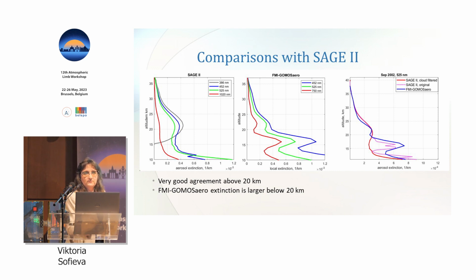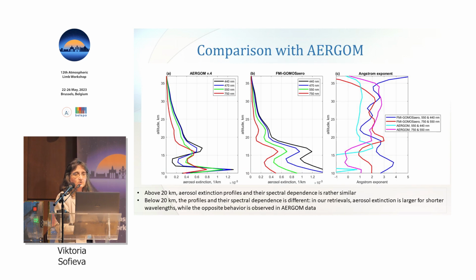We think that it is the influence of very thin cirrus clouds, because when we compared with original SAGE data without additional cloud filtering, we get very similar results. Comparing to ARGOM, the same case for the same months, the same latitude range, we also observe rather similar results above 20 kilometers and different results below 20 kilometers.